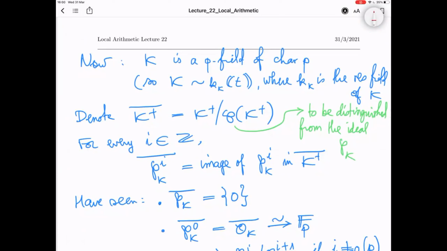So that's Kummer theory, and I'm just recalling what this is. Okay, since it's 4, I'll stop for a few minutes to see if there are any questions. No questions. Okay.